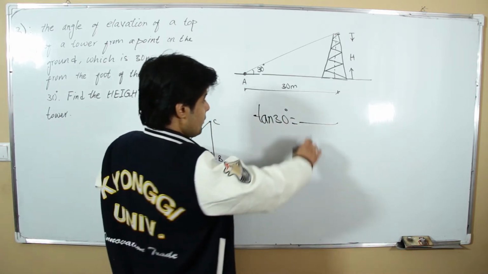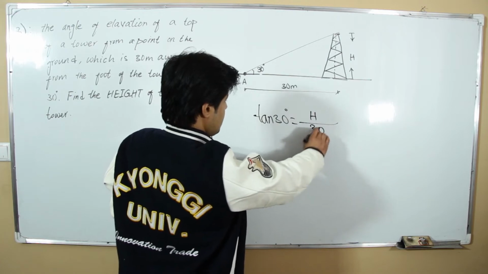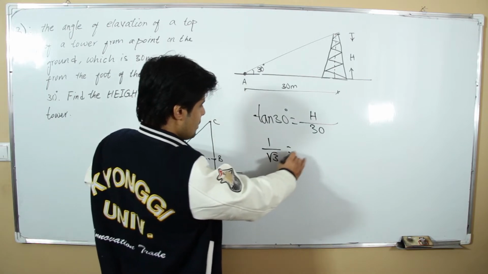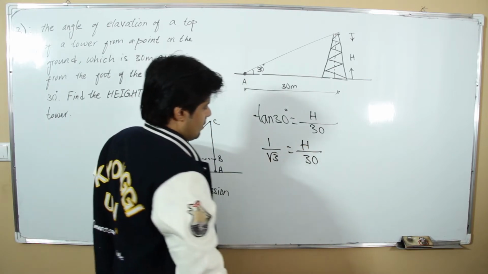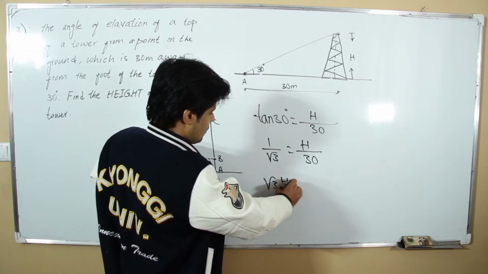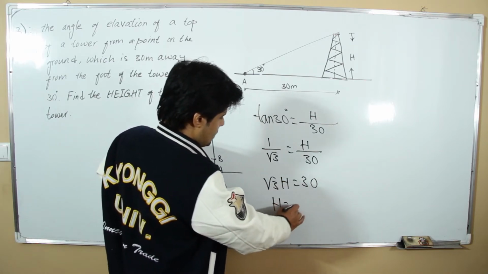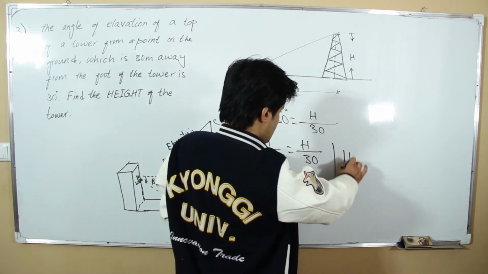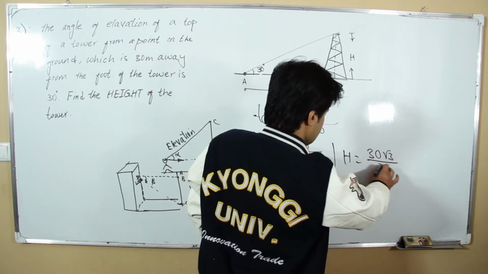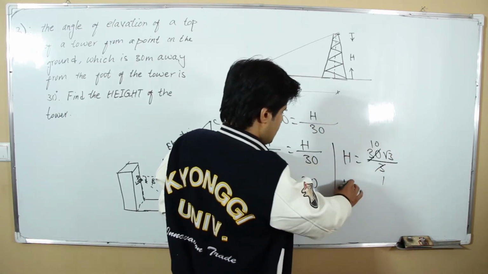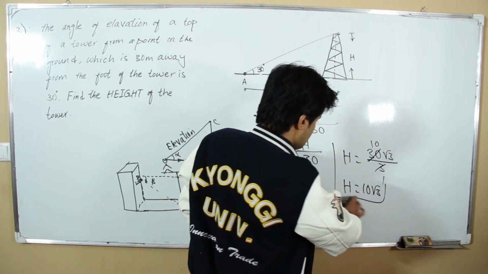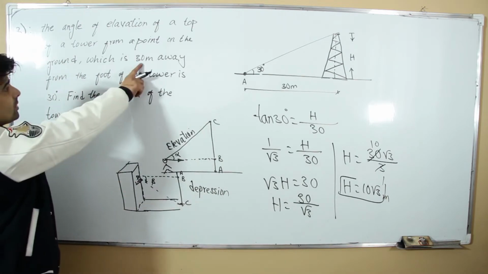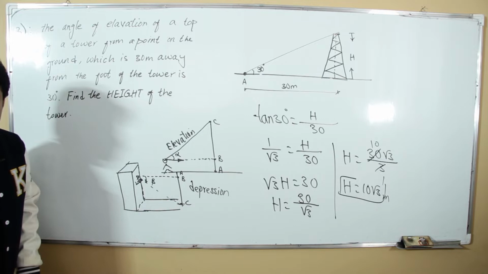What is tangent of 30 degree? H divided by 30. What's the value of tangent 30? 1 divided by root 3. H divided by 30. Now cross multiplication, we have h is 30 divided by root 3, or 30 root 3 divided by 3, which is, after cancellation, 10 root 3, and the unit is meter. Why? Because before this 30 was given in meter. I think you have got. Write it, please.